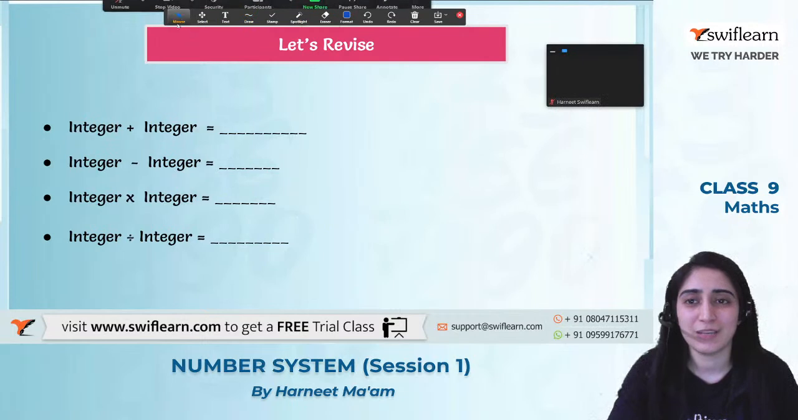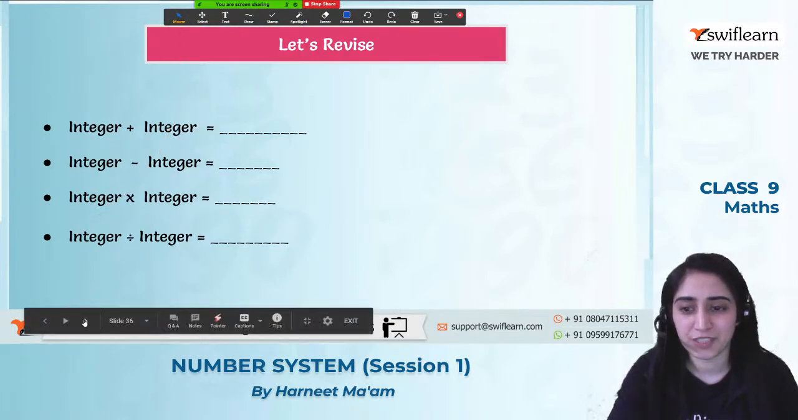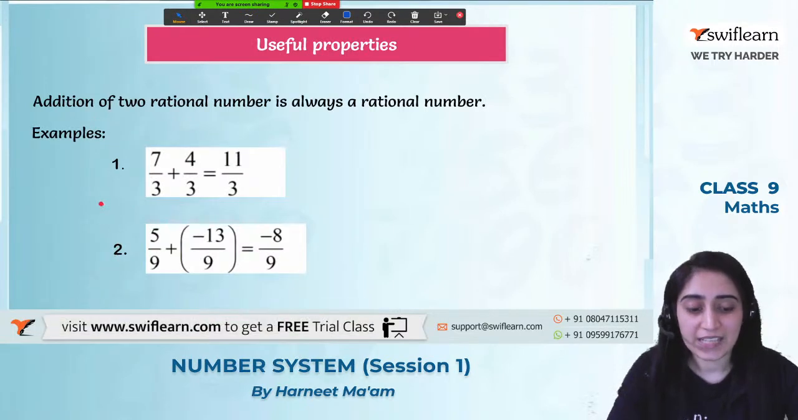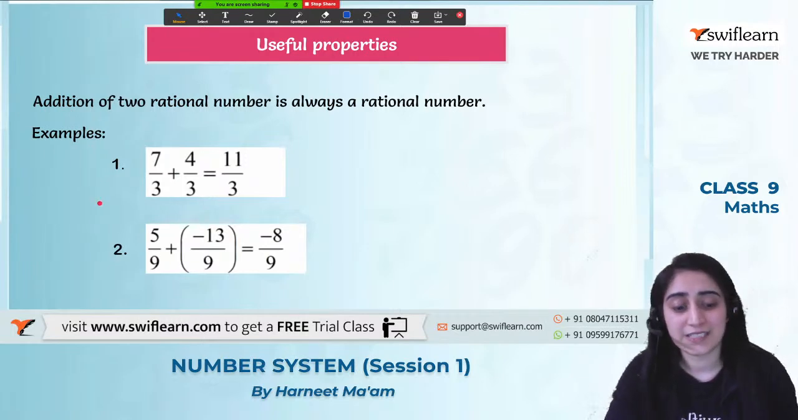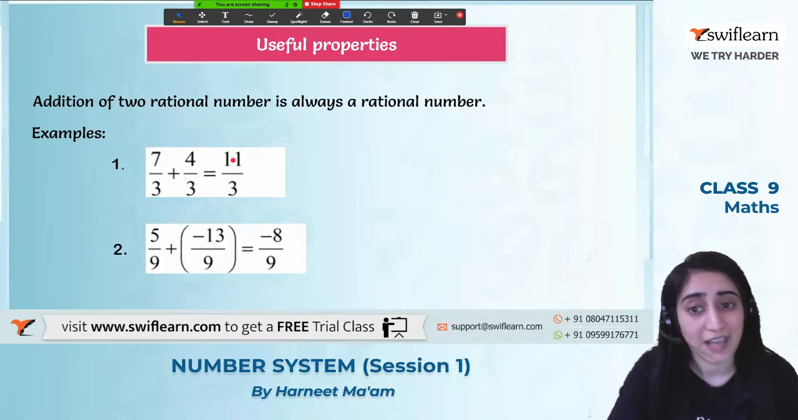Let's see what's the next property. The next property is adding two numbers. So adding two rational numbers, what happens? Adding two rational numbers is always a rational number. Let's see, are we able to do it or not? There's an example of a fraction: 7 by 3 plus 4 by 3. The denominators are the same, so I can add. That comes out to be 11 by 3. So is it a rational number?